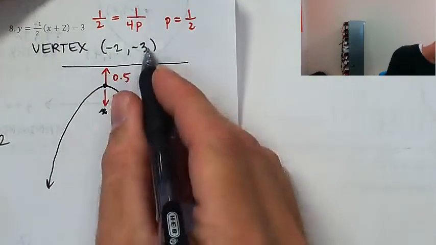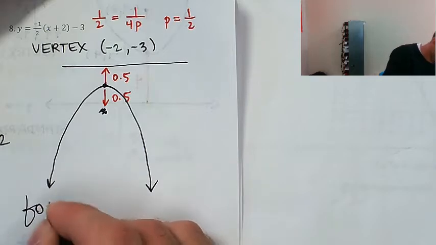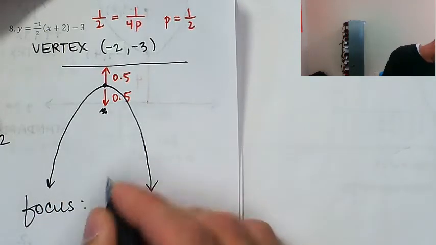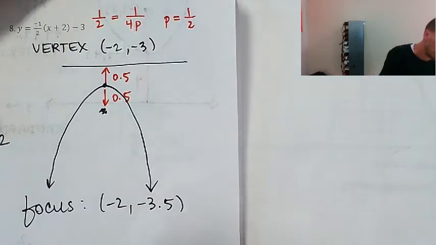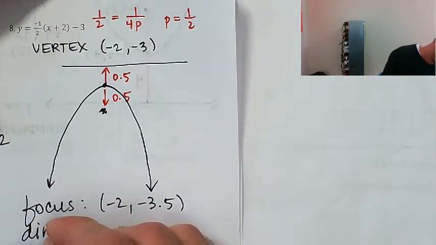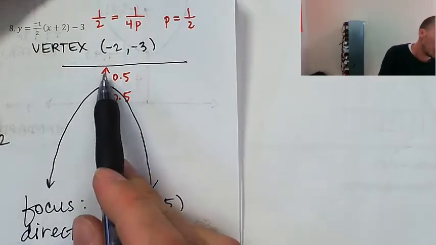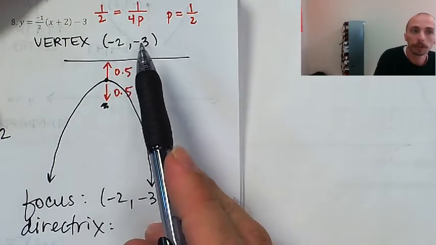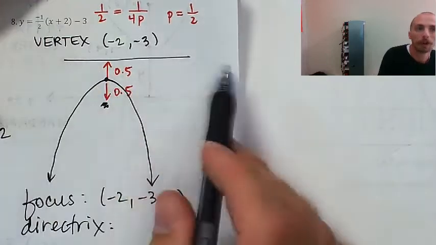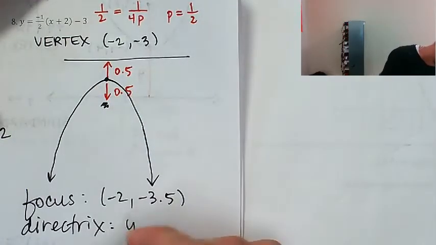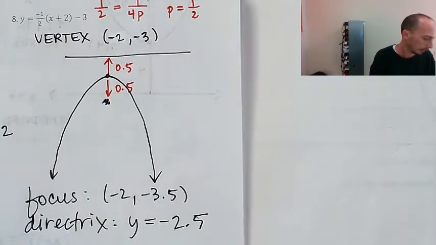So if the vertex is (-2, -3), I go down by 1 to get the focus point. Now I'll have x equals -2 and y equals -3.5. And then the directrix, that's going to be up by 0.5 from y equals -3. So that would be y equals -2.5. And it's the set of all points on this line, so it's the set of all points that have y equals -2.5.